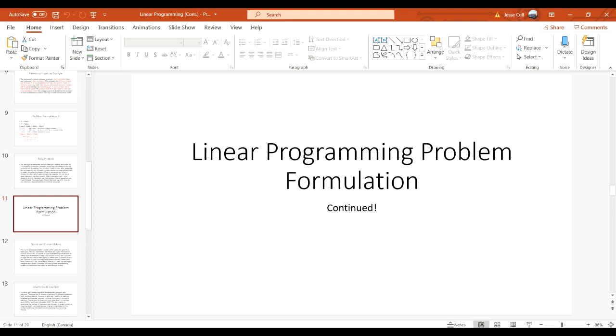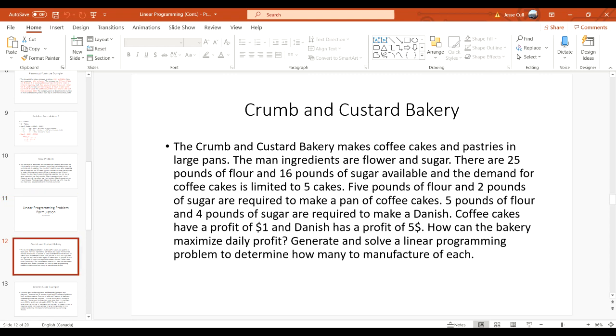The pizza problem we'll solve next time because I want everyone to have a chance to work on it before I post the solution. So let's move on. Today, the first one we're looking at is the crumb and custard bakery example.